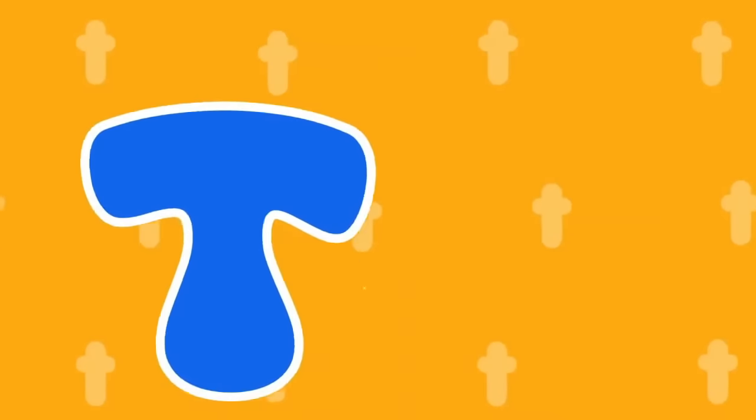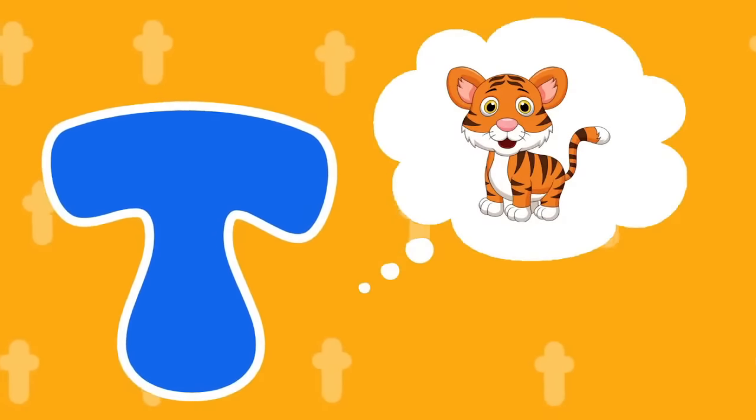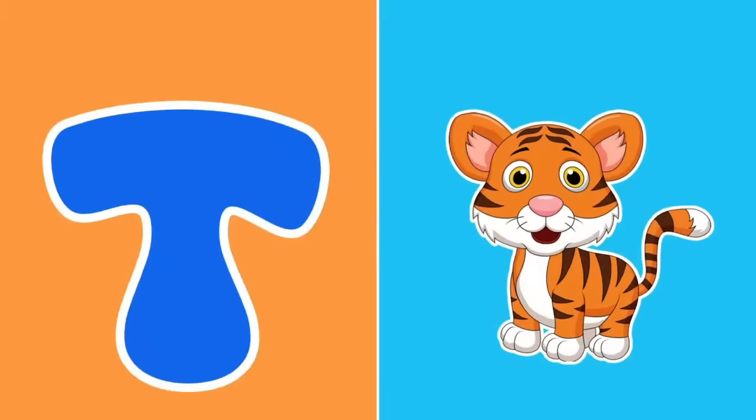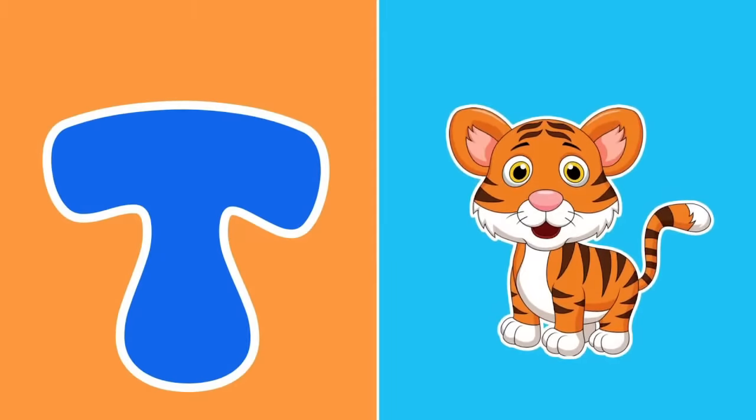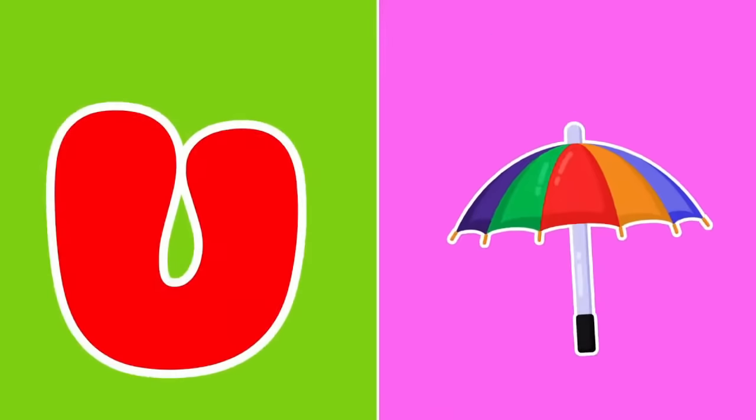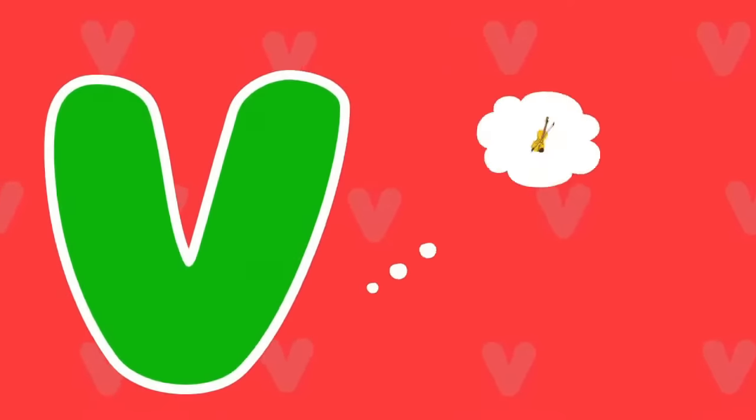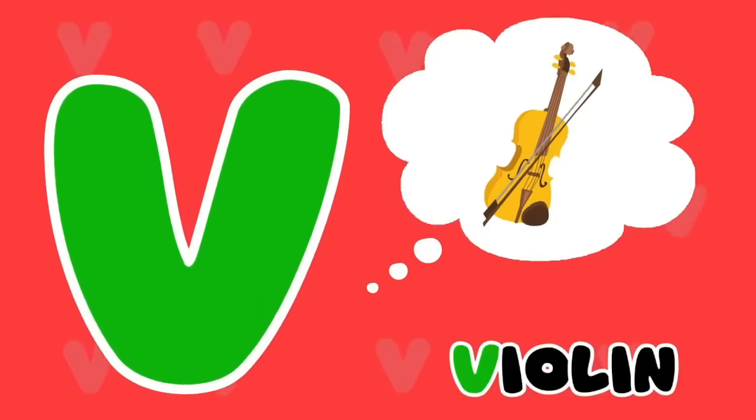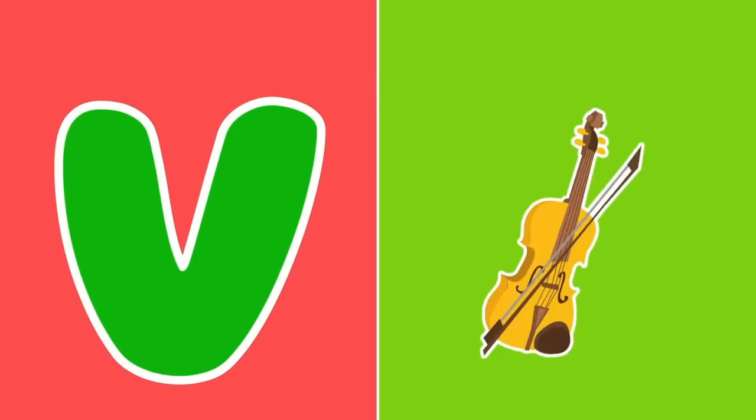T is for tiger. T, t, tiger, T, tiger. U is for umbrella. U, umbrella. V is for violin. V, v, violin, V, violin.